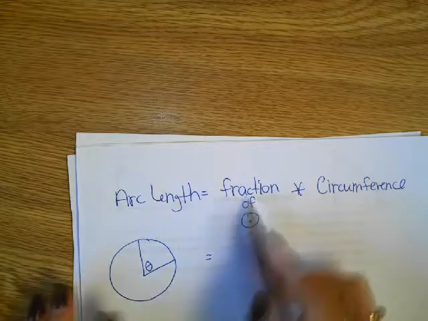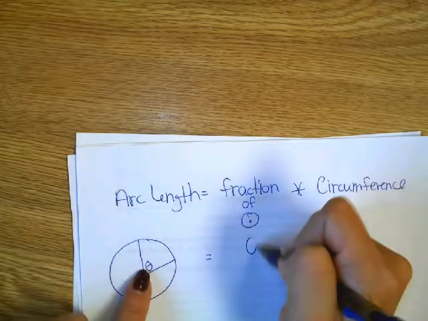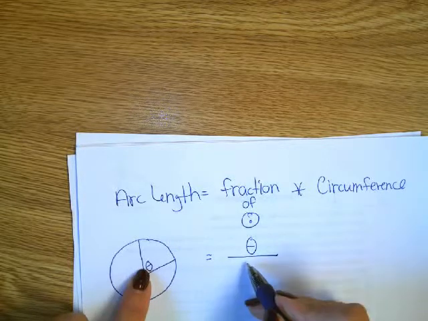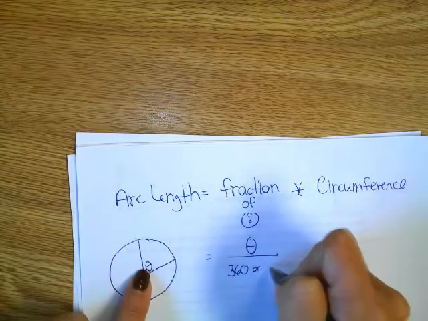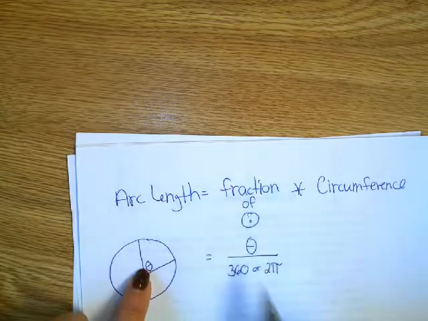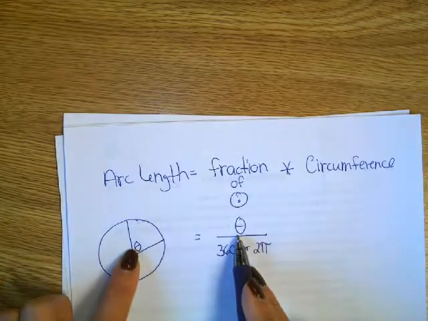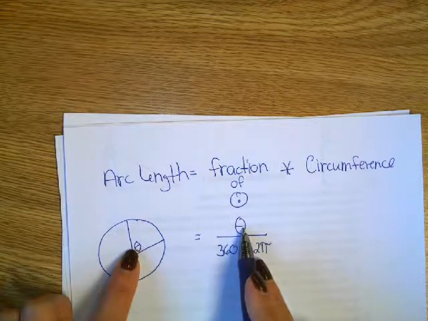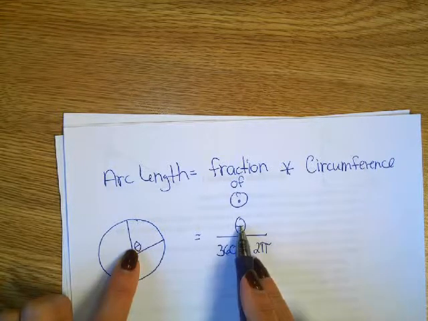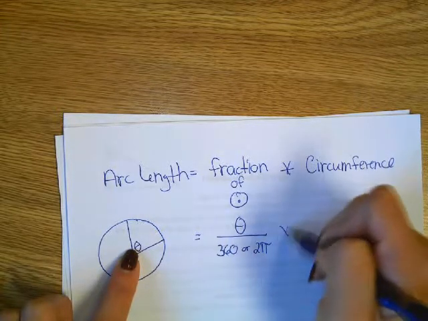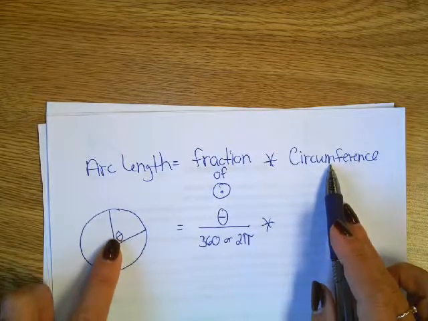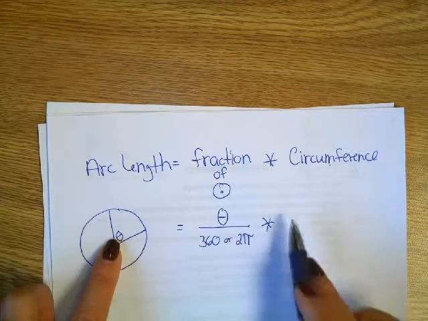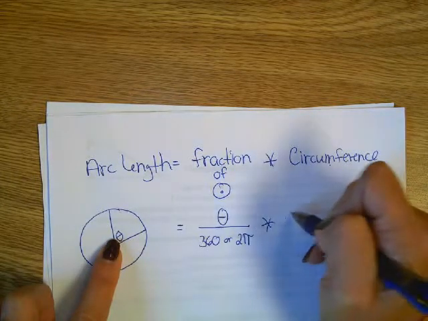So the fraction of the circle, we're going to take the angle measure and either divide by 360 or 2 pi, depending on what that top angle measure is. So if it's a degree, we use 360. If it's a radian, we use 2 pi. How do we get circumference? What's the formula for that? Pi times diameter, or 2 pi r. I'm going to stick 2 pi r in here.